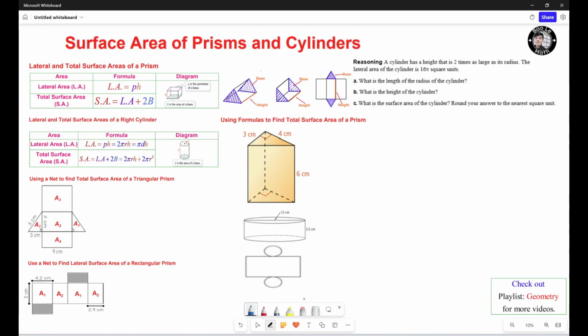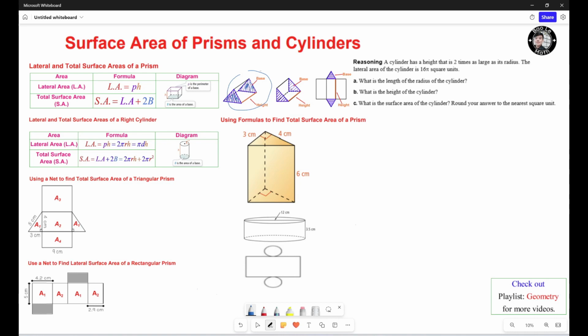Hello everyone. In this video, we're going to learn how to calculate the lateral surface area and the total surface area of prisms and cylinders. A prism is a 3D figure that has two parallel bases. If you look at this one, this is called a triangular prism, where the bases are triangular right here.